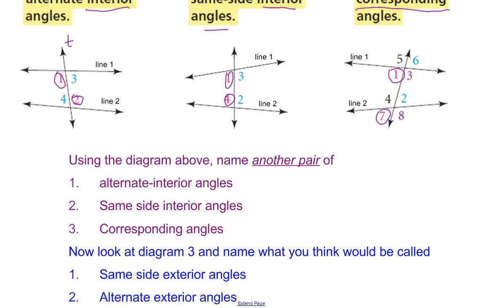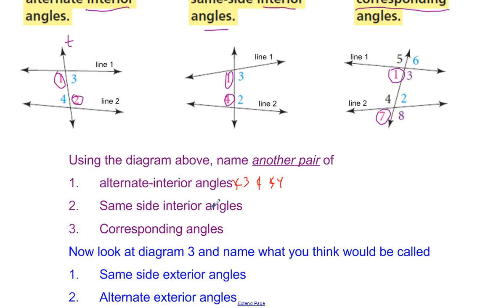Okay, so let's see what we got. It says, using the diagram above, name another pair of alternate interior angles. Well, if one pair of alternate interior angles were 1 and 2, another pair would be what? Angles 3 and 4. 3 and 4, there's a pair.